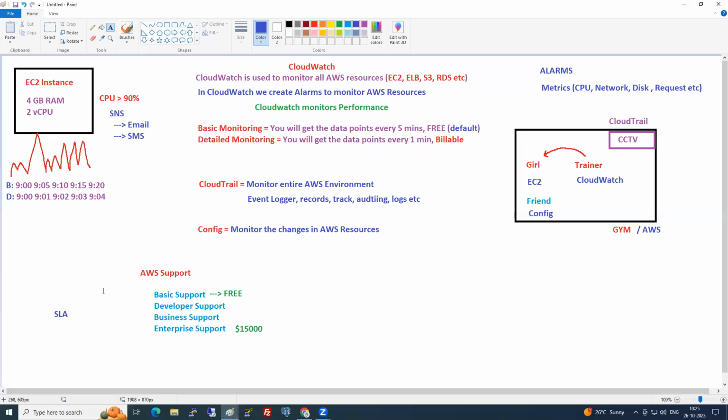If you go for developer support, where you need to pay $100 per month, you will get it in 1 day. Business support, within a few hours. Enterprise support, your issue will be resolved within 15 minutes, no matter what. No matter how big the issue is, it will be resolved within 15 minutes. And if it exceeds 15 minutes, AWS will return the money to you. That powerful is AWS support. So which support should we choose? Basic support. Is this clear?